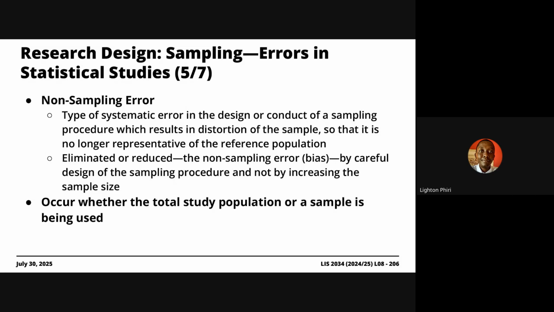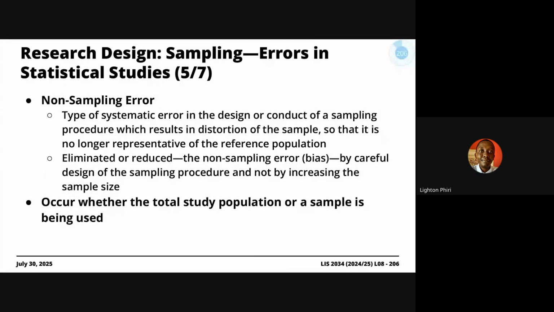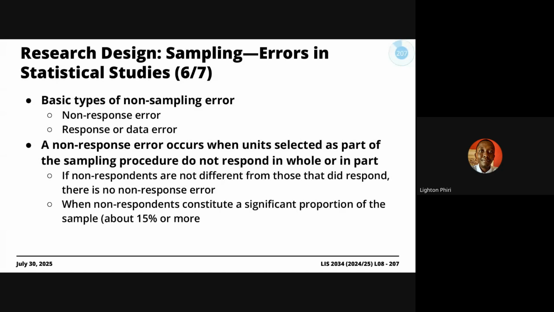And it turns out really that non-sampling errors will occur whatever the total study population or sample size being used. Yeah. The issue here is in the design, is it? Which is why we're saying it's a non-sampling error, right? It has nothing to do with the sampling technique or the sample itself. So these errors will manifest themselves irrespective of whether you're conducting a census or not.